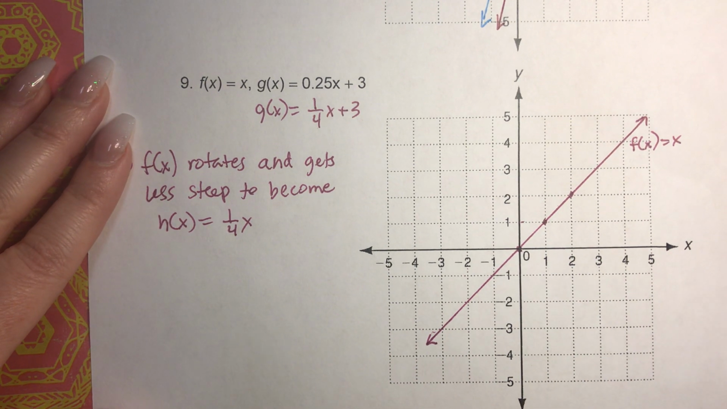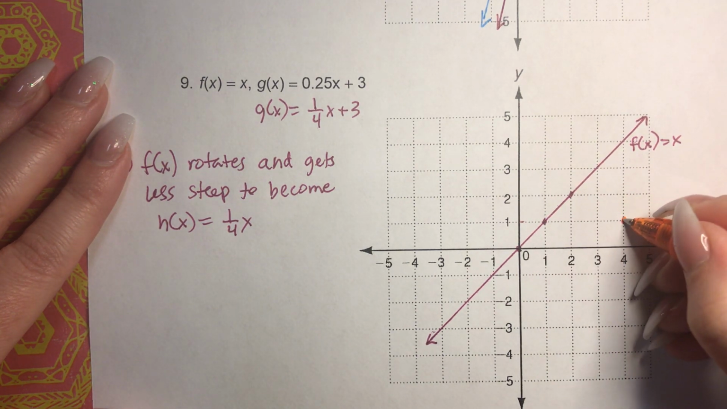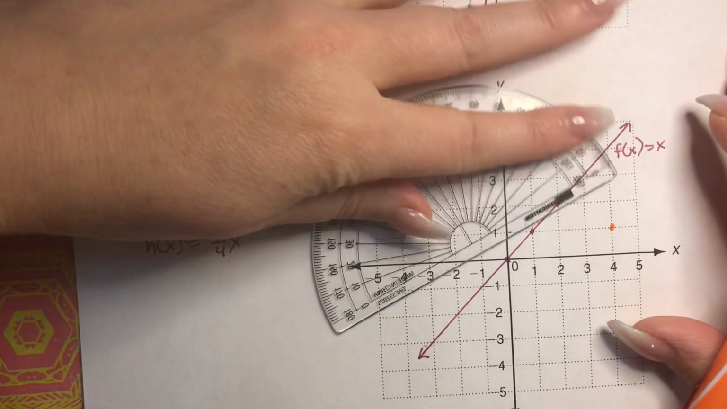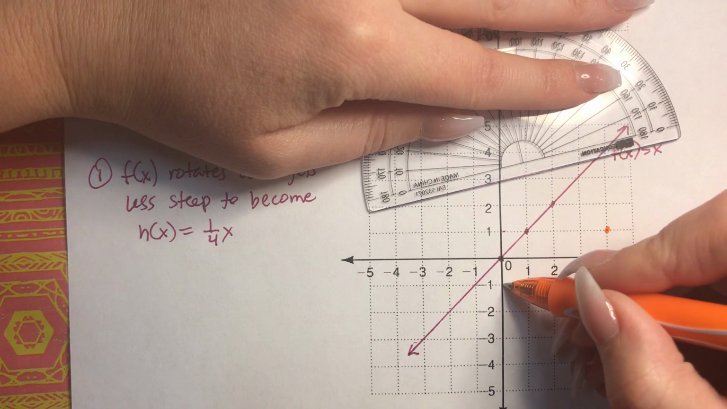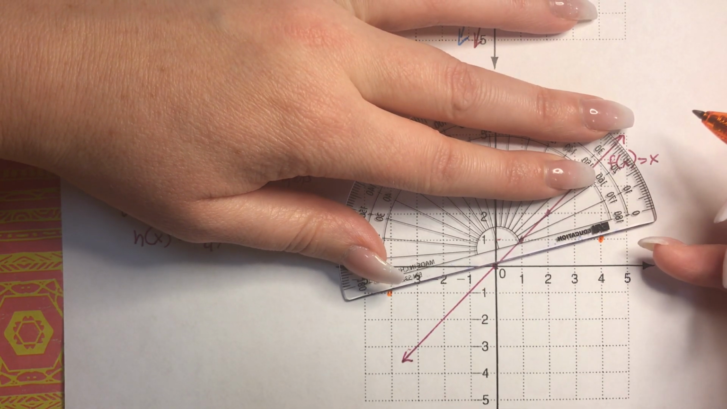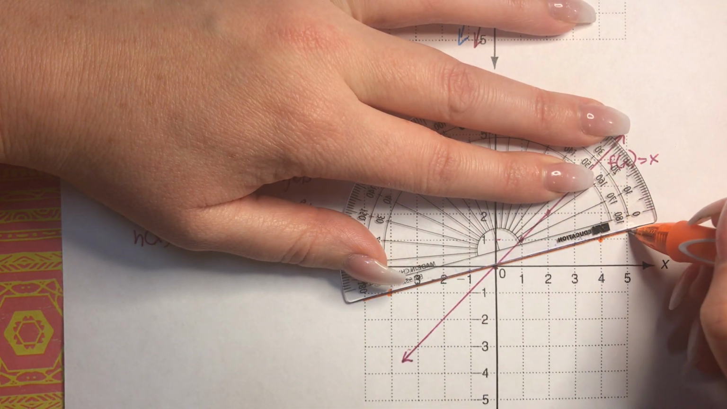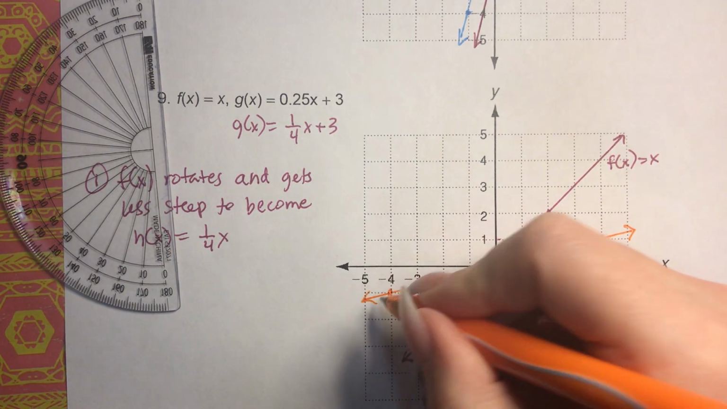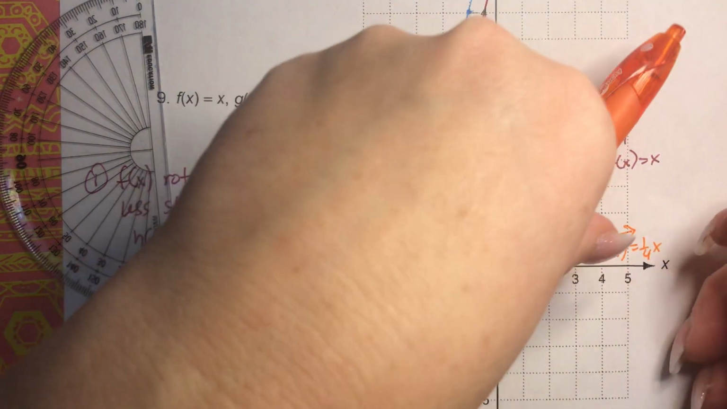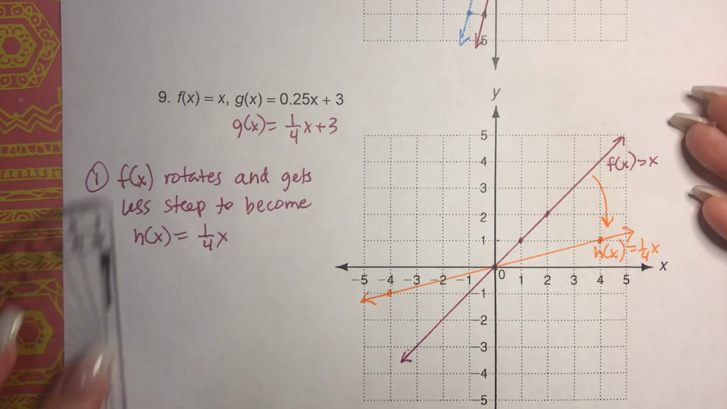H of x 1/4, the y-intercept is 0. Right, and then up 1/4 would be right here. And let's go down 1/4 this way, right there. Okay, so this is our line. H of x. Okay, h of x equals 1/4 x. And you can totally tell, we start here and then it just gets less steep, right? So f of x goes to h of x.